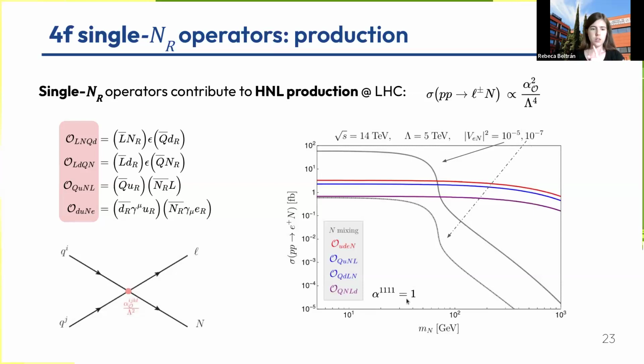And finally, I just want to add one comment, and this is that these fields in the operators carry a flavor index. So the Wilson coefficients are indeed matrices that expand in flavor space. So that's why we see here some four different indices. So for example, in this last operator, this charged lepton can be either an electron, a muon, or a tau.